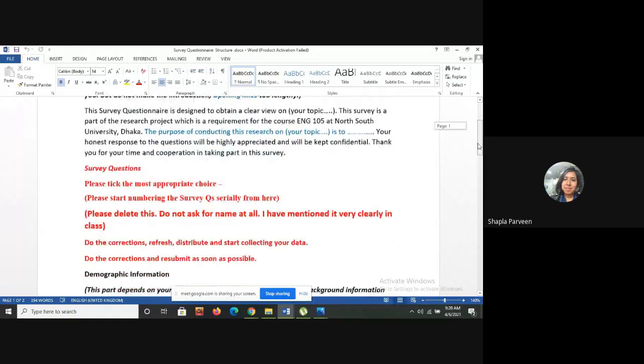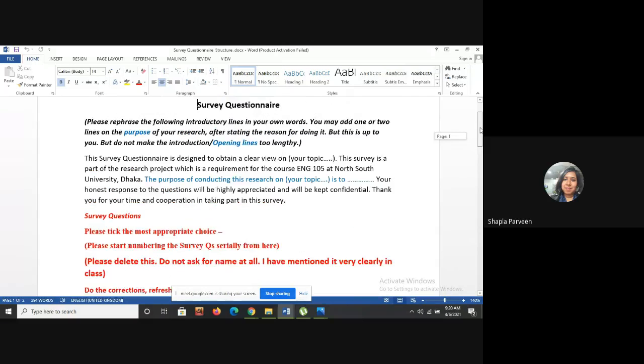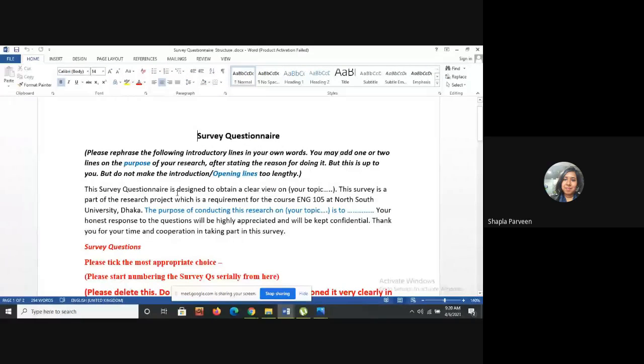this part, this is the introductory part. Just forget all the others. Don't look at the red part. Just this one. So write the title at the beginning, then you need to include some introductory lines. You can rephrase in your own words. This survey questionnaire is designed to obtain a clear view on, write down your topic, full stop.